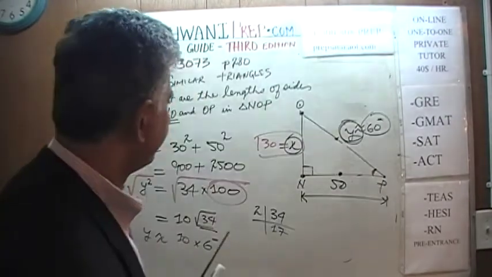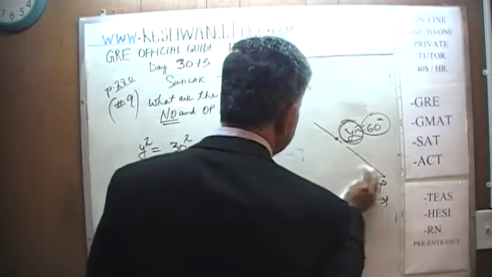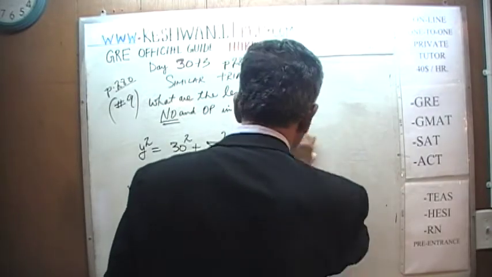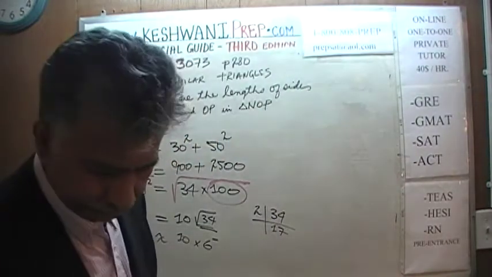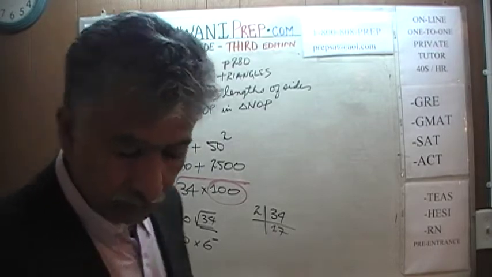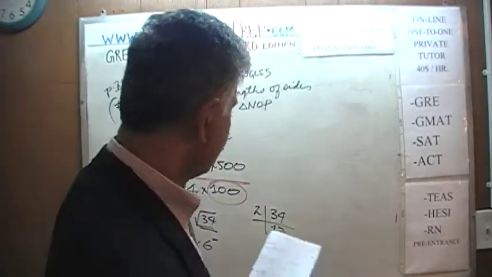Let's do number nine. Let's put the picture first. Here, we are given three triangles put together in one picture, three triangles.